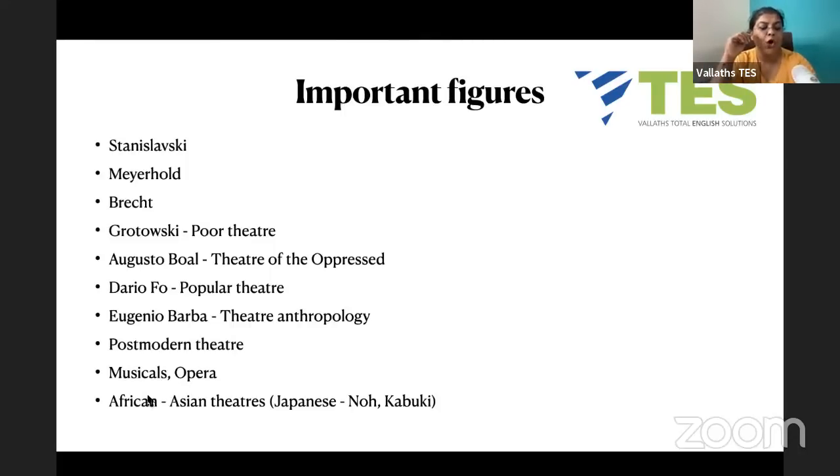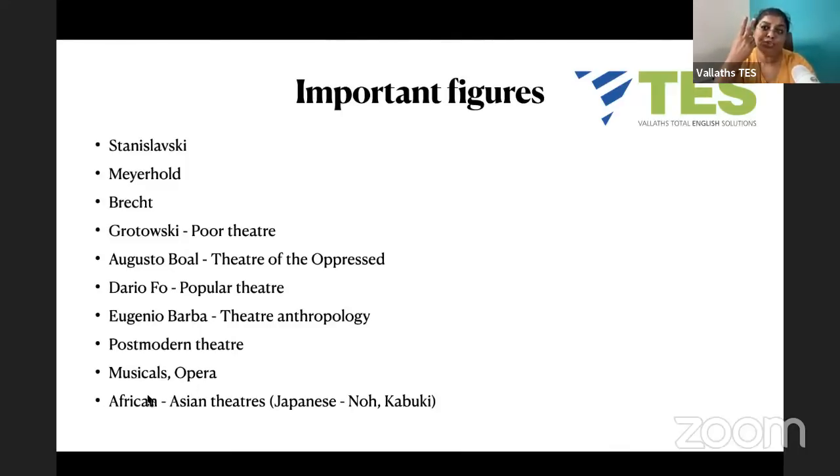Did you understand? Opera is mainly singing and dialogue also. Singing and dialogue will be there in opera. The performer in an opera is a classical singer. Did you understand? And Asian and African theaters also, you should please Google search, because they are also sometimes important.